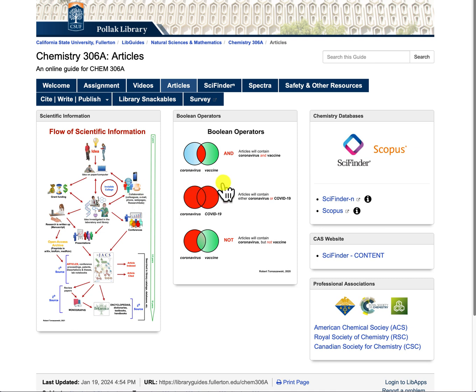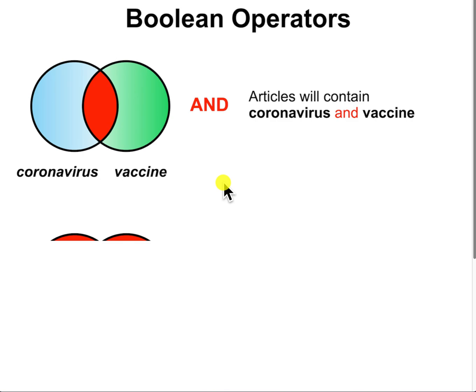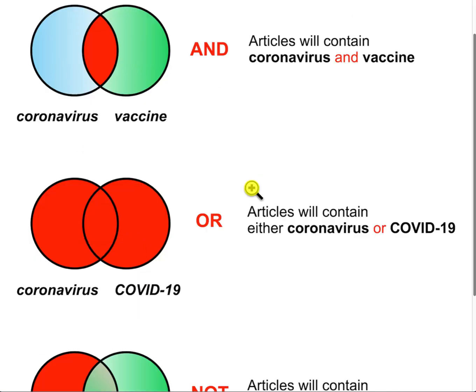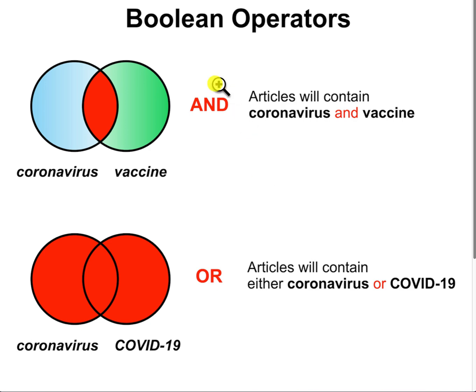If I click on this slide, this slide shows you how these operators work. There are three main types of Boolean operators: and, or, not. And you use these operators to broaden or narrow a search. For instance, with the AND operator, if you place the AND operator between two keywords like coronavirus and vaccine, the database will retrieve all documents that contain those two keywords. And here you're narrowing a search.